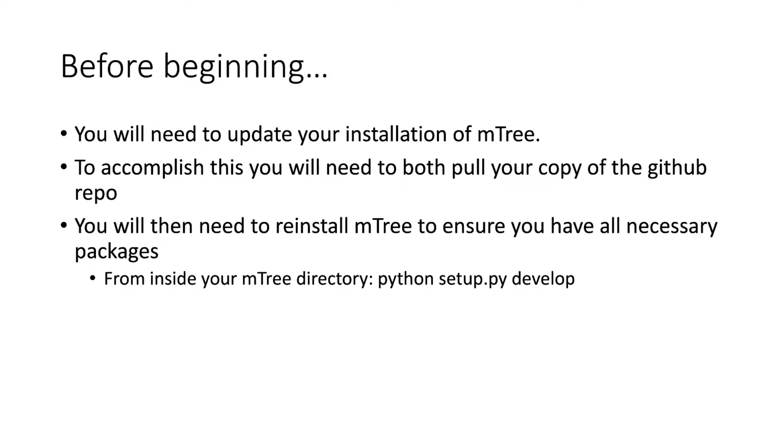So obviously before beginning, you need to update your installation of mTree. This is the same as before. Pull a copy of the GitHub repo for mTree, so the mTree develop branch, and then you also want to reinstall mTree as there are some additional scripts that are now available. They'll be more useful later on, but you want to make sure you do that. You'll also want to pull the newest version of mTree examples, and you'll notice that all of the MESs have changed slightly for all of the examples available, and we'll talk about what happened there.